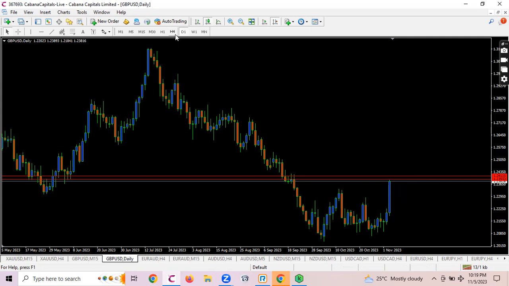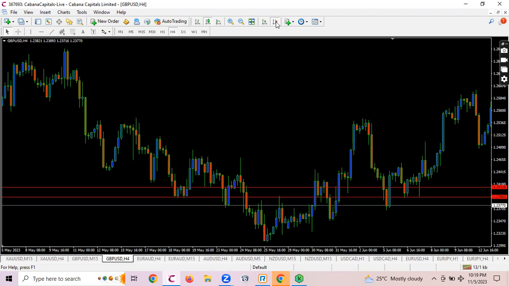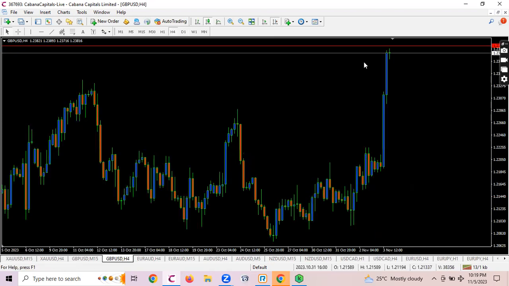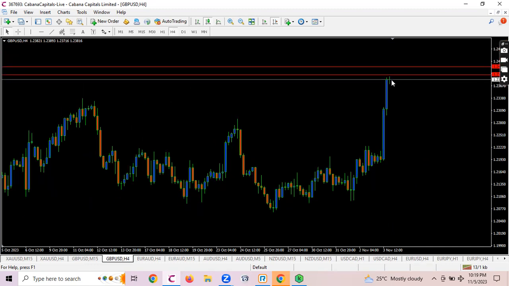Let's go down to 4-hour. So you can see on 4-hour, what candlestick formation is this? This is a doji. Can you see this? This is a doji, which indicates change in trend from bullish to bearish. Can you see that? Now, if the next candle closes bearish, I would be selling GBP USD.